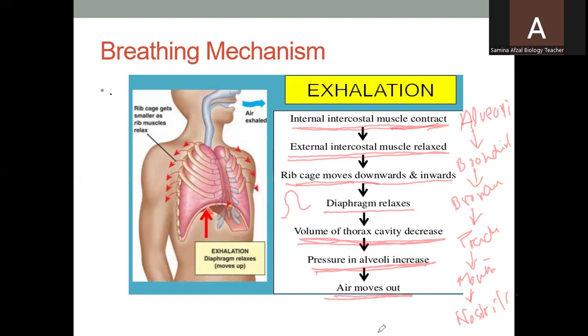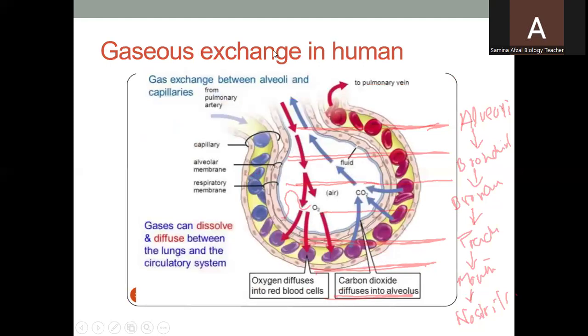So in this way, the inhalation and exhalation of gases takes place. When we inhale, we take in oxygen, and when we exhale, we take out carbon dioxide. So in this way, we can say that exchange of gases takes place. And in the next stage, we will discuss the gaseous exchange.